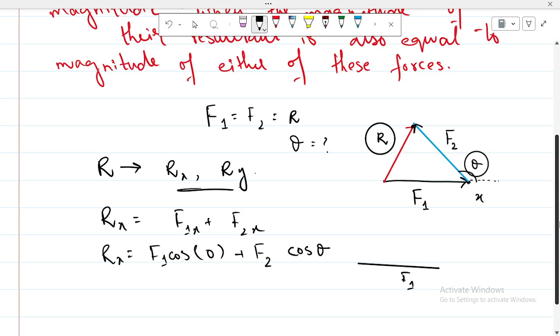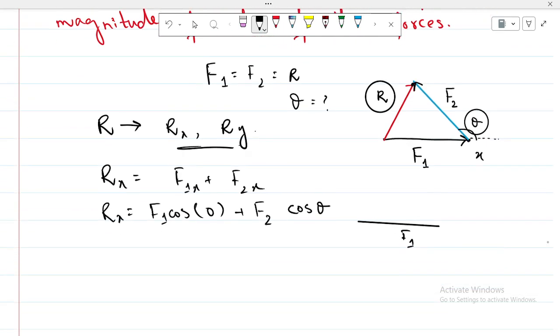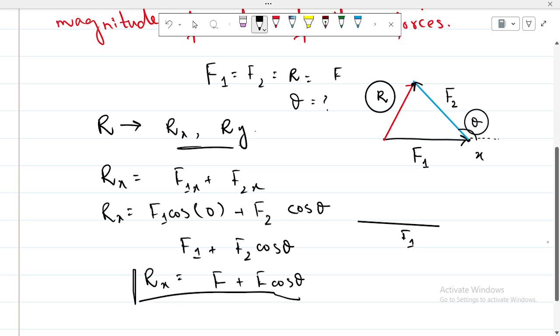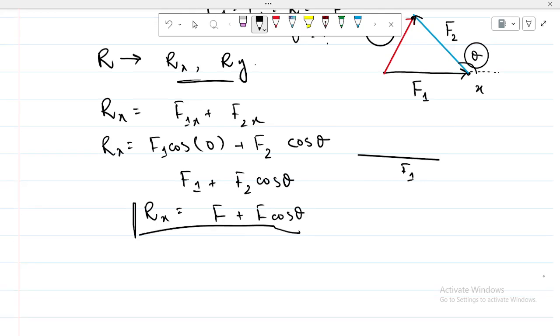Now we know that cos 0 is equal to 1. So this is simply F1 plus F2 cos theta. And we already know that F1 and F2 are equal. So let's call all of these F, since these are all equal. We can use a dummy variable: Rx equals F plus F cos theta. This is the x component of the resultant force.